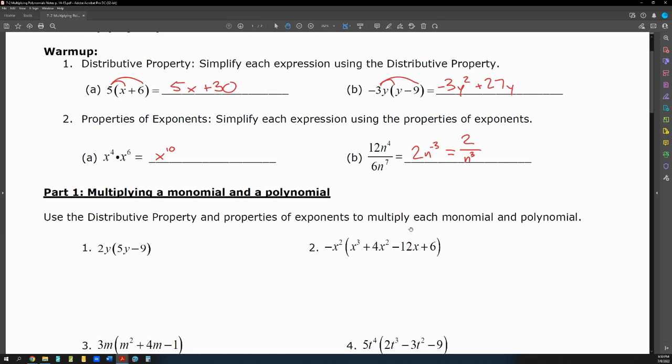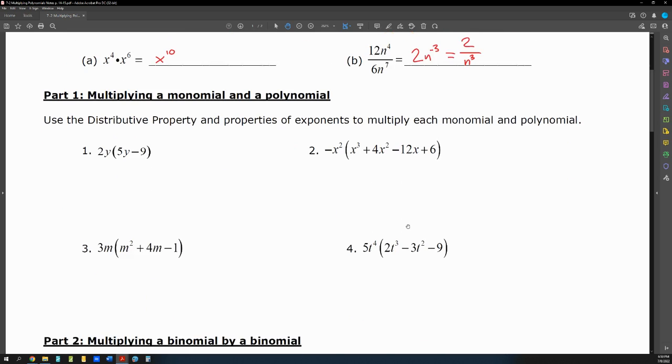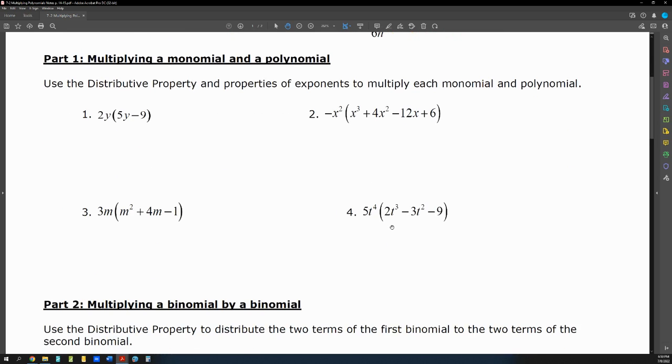denominator. All right, let's go ahead and practice multiplying a monomial and a polynomial. This is very similar to the distributive property. This one's like 1b. We're going to multiply 2y times the quantity 5y minus 9. 2 times 5 is 10, and y times y is y squared. 2 times negative 9 is negative 18, and y times 1, I guess, is y. So we have the expression 10y squared minus 18y.